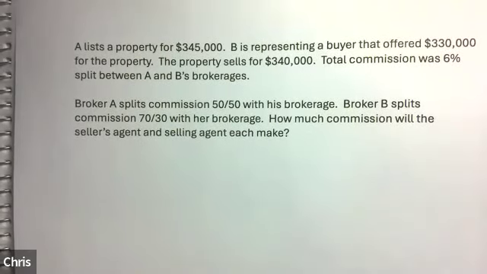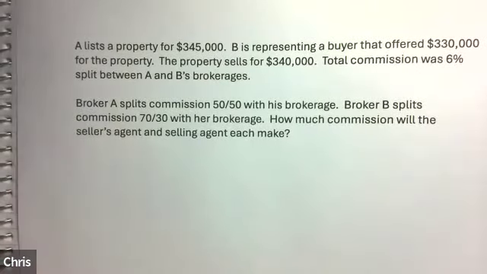Having said that, here's the most important thing when you're talking about a commission question. The property sells for $340,000. You're paid commission typically off of the sale price, and the sale price in this case is $340,000. So the total commission was 6% split between A and B's brokerages. This is not an uncommon situation.